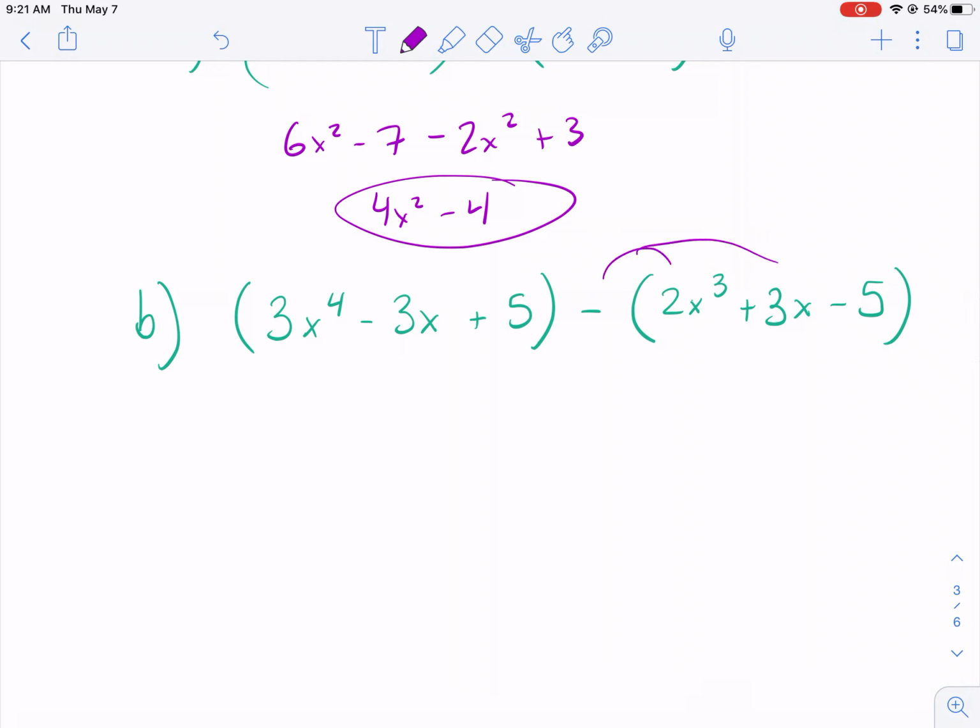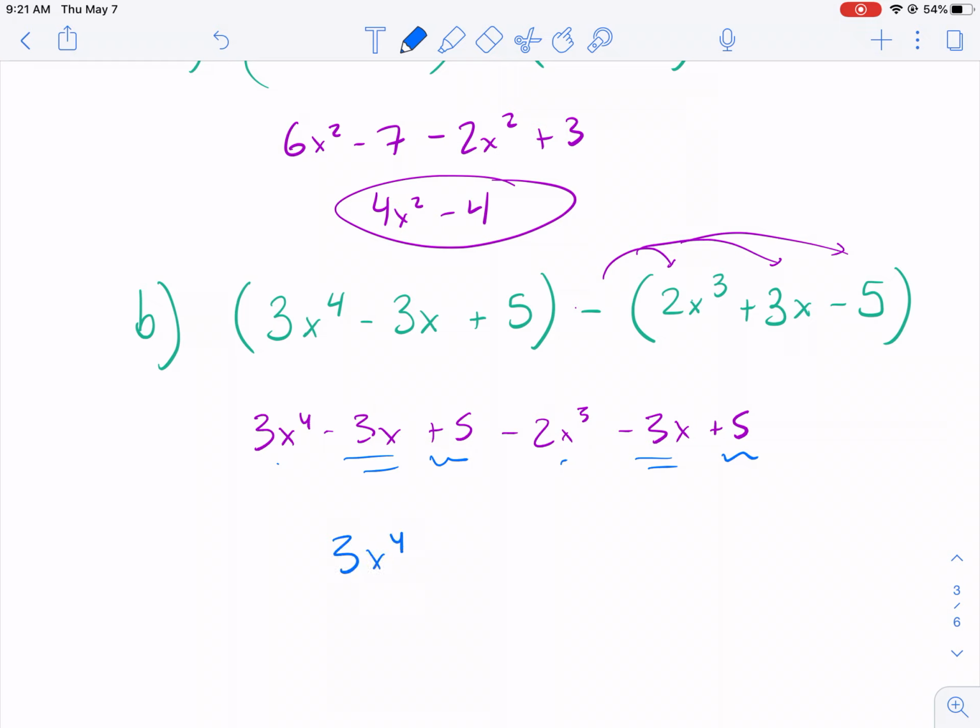Again, a minus out in front, we need to distribute that minus to all three terms, 1, 2, 3. Copy down the original, the one in front, 3x to the 4th, minus 3x plus 5, minus 2x cubed, minus 3x, minus minus becomes plus 5. We're going to look for anywhere where there's like terms. There's no other 3x to the 4th. There's no other x cubed, but there's an x here. There's a 5 here and a 5 here. So we get 3x to the 4th minus 2x cubed. Those were by themselves, so we're just going to leave them, and they're in descending order. We went from the highest to the lowest.